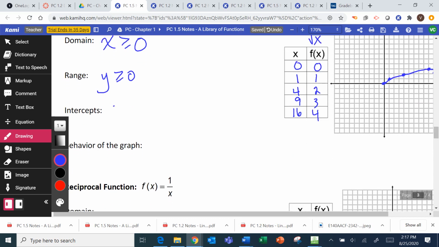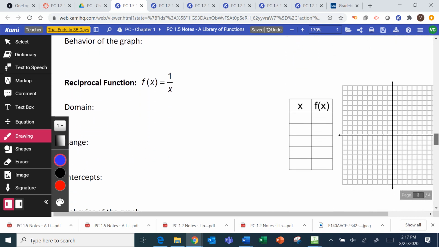Intercepts, it just really depends on the transformation. So this one would be at 0, 0. The behavior of the graph, it really depends on the transformations, but it's really only going to go in one direction. So I'm not going to really fill anything out about that.